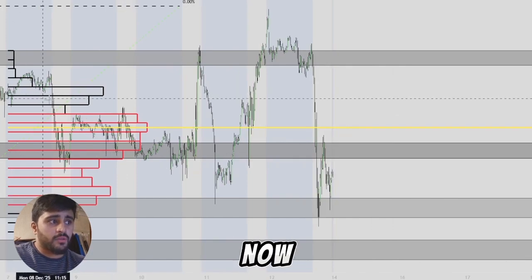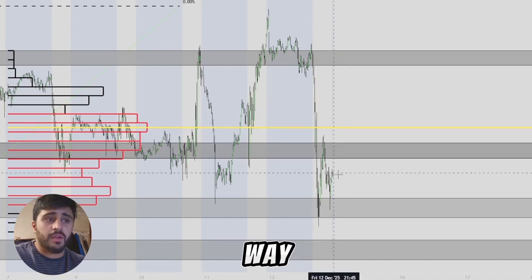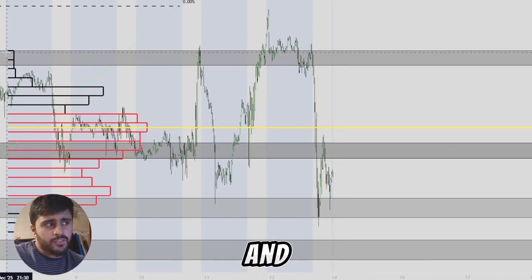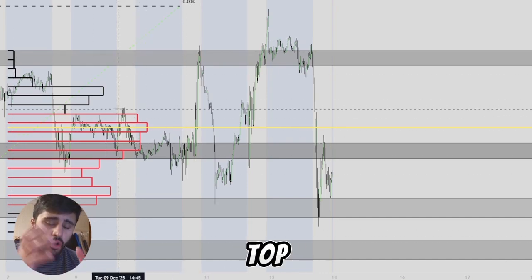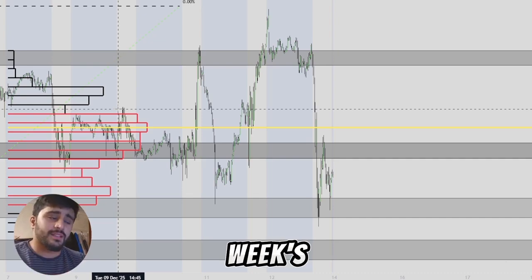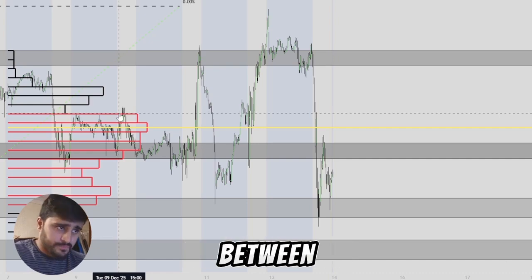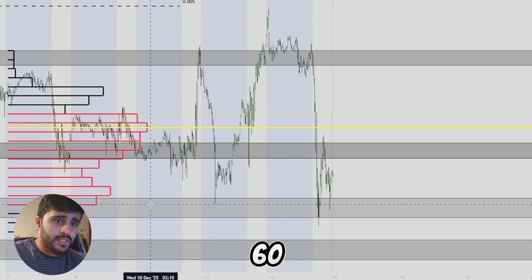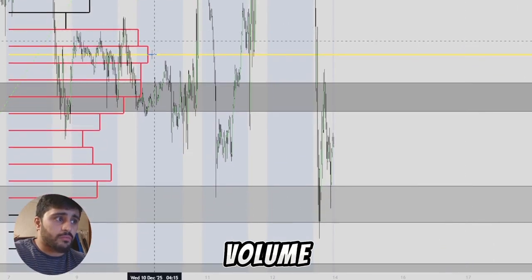So this was Monday the 8th, Tuesday, Wednesday, Thursday, and Friday, right? All the way to the following Monday. So this was the week 8th to the 12th. And what this shows you here is the volume profile. The volume profile is, again, the top 70% of that week's volume. Where were 70% of the transactions? 70% of the transactions for this week were between this price, 6,926, down to about 6,875. So this is 70% of the volume right here.